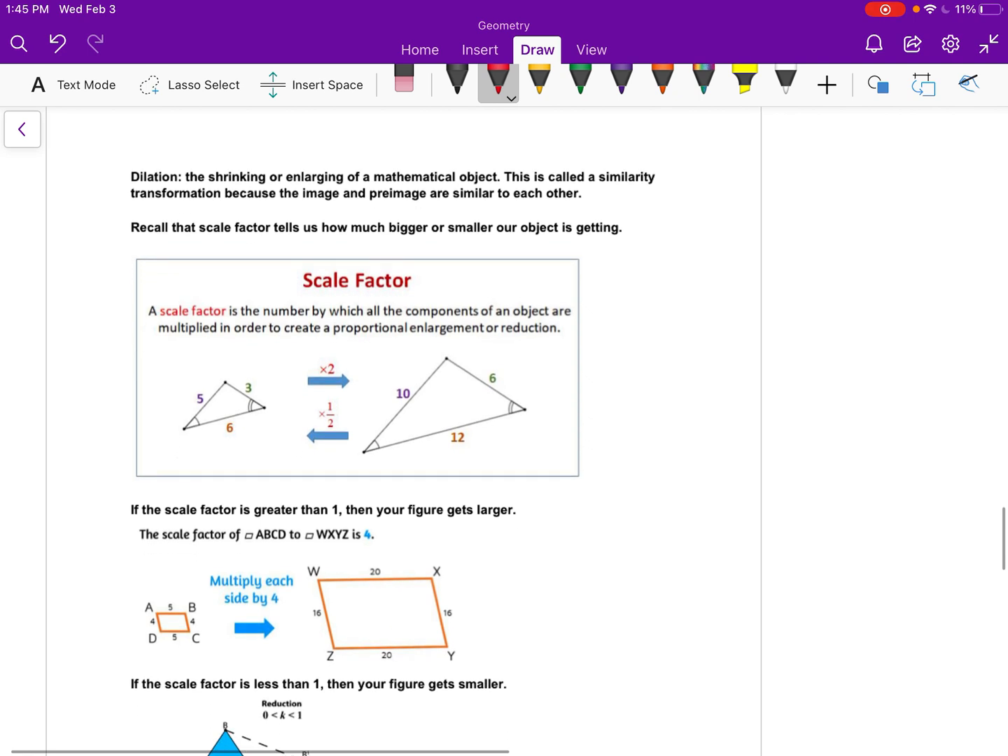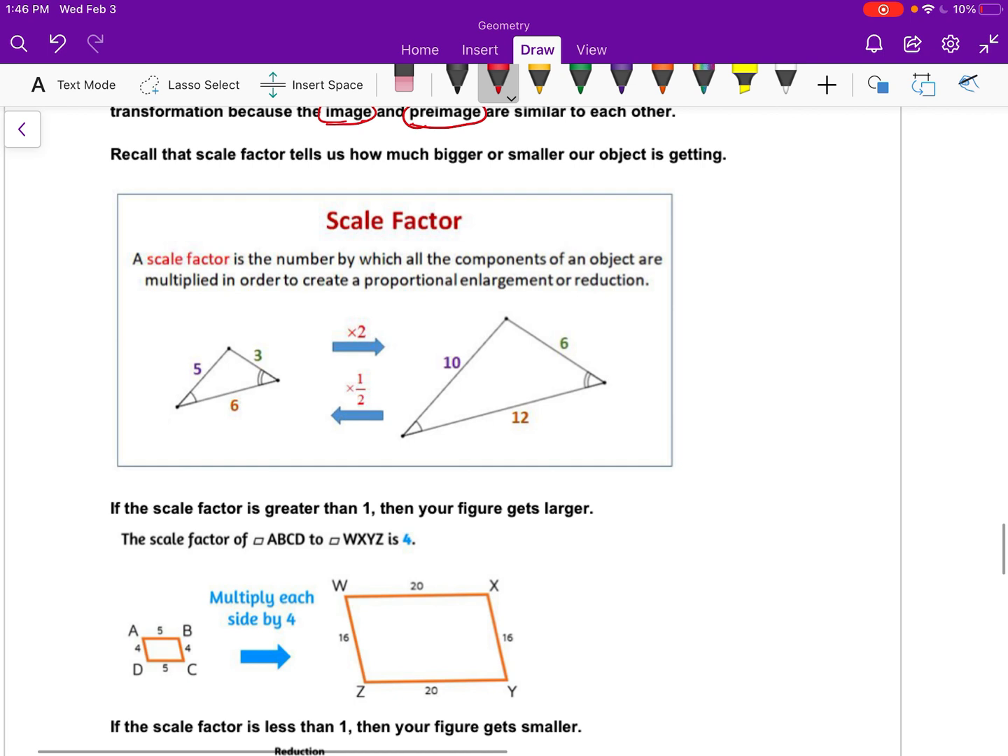What we're specifically doing is called a dilation. The definition of dilation is the shrinking or enlarging of a math object. This is called a similarity transformation because the image, the new image, and the pre-image, your original one, are similar to each other. Just making it bigger or smaller, they are still similar. They're not congruent, but they are still similar. So the scale factor tells us how much bigger or smaller our object is getting.